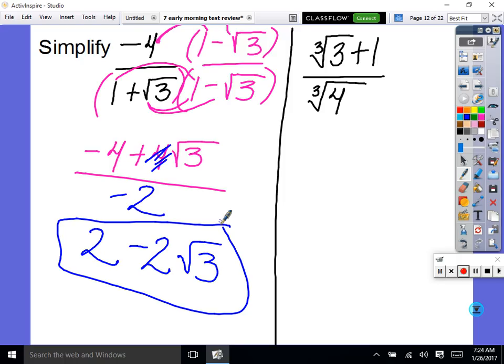Okay, the difference between that problem and that problem is this radical doesn't simplify still, but we have a radical in the bottom, but it doesn't have two terms, right?